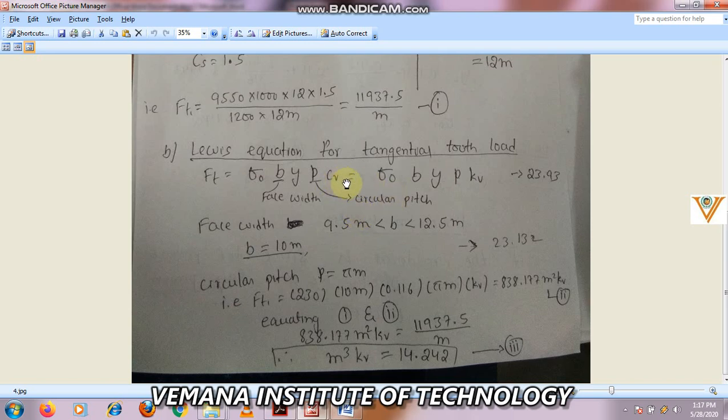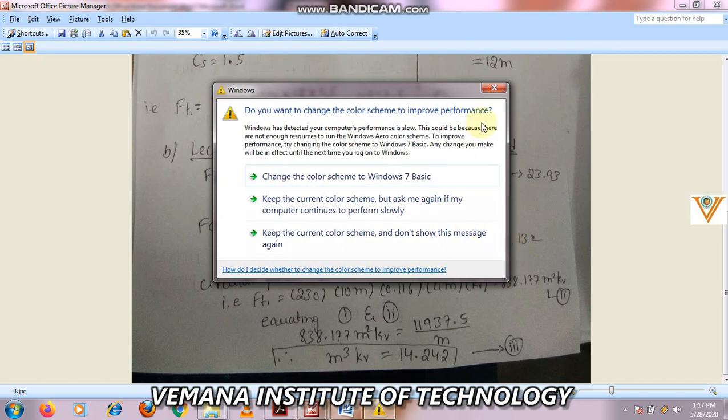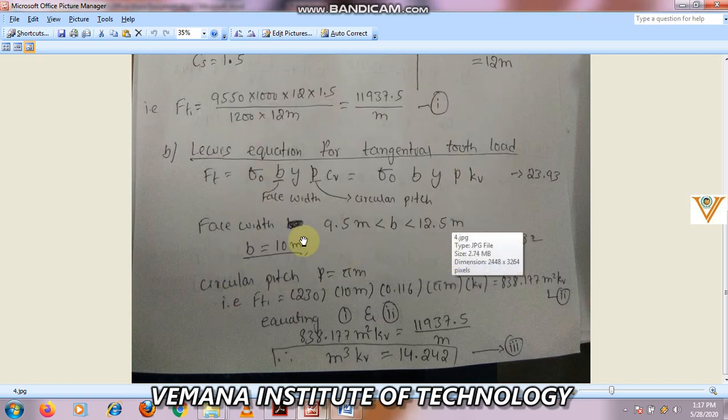This is a velocity constant value, and CV or KV is the same. B is the face width, which we have to take from section 23.132. There we can get this value: face width 9.5 times module is less than or equal to B, less than or equal to 12.5 times module. You can select anything in between 9.5 to 12.5. B is equal to 10 m. Circular pitch also from the same section 23.132. You can get both face width and circular pitch. P is equal to pi m.